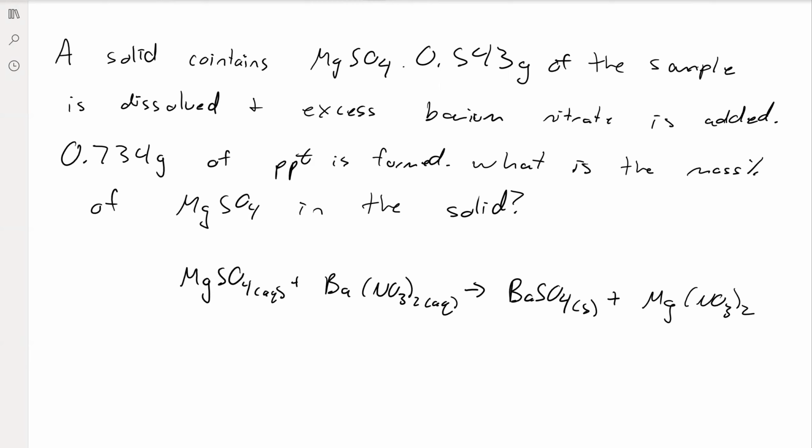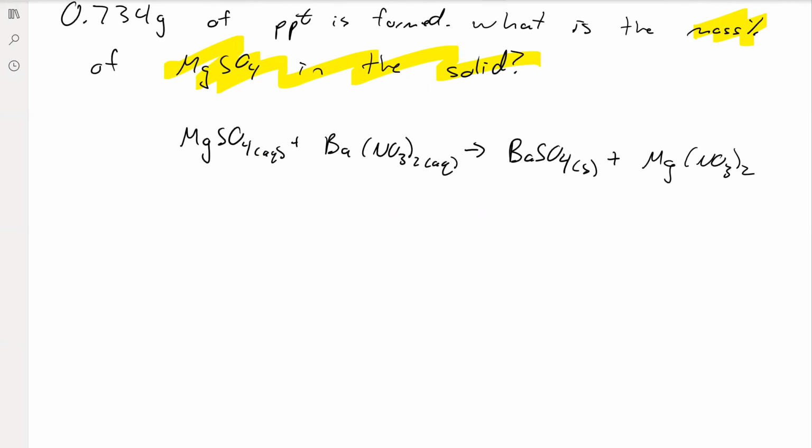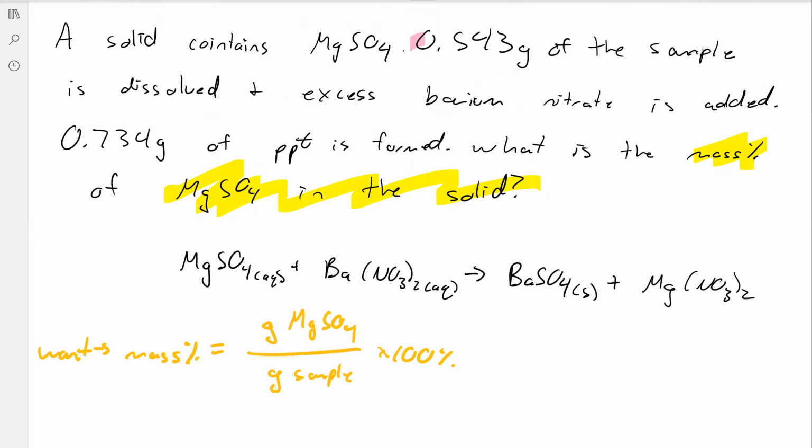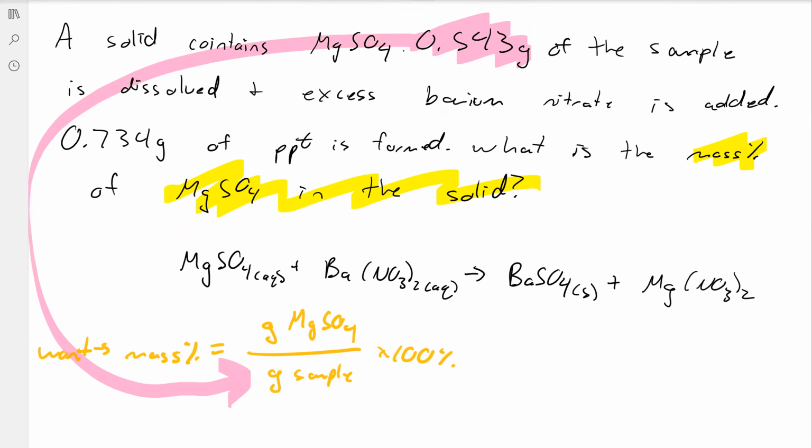If we think about what we want in this problem, we want the mass percent of magnesium sulfate in the solid. If we think about what that is, it's the grams of magnesium sulfate over the grams of the sample, times 100% to get to the final answer. If we think about our sample, we already have that mass. That's that 0.543 grams. So we can just plug that straight into the grams of sample. And then what we need to solve for is our grams of magnesium sulfate.